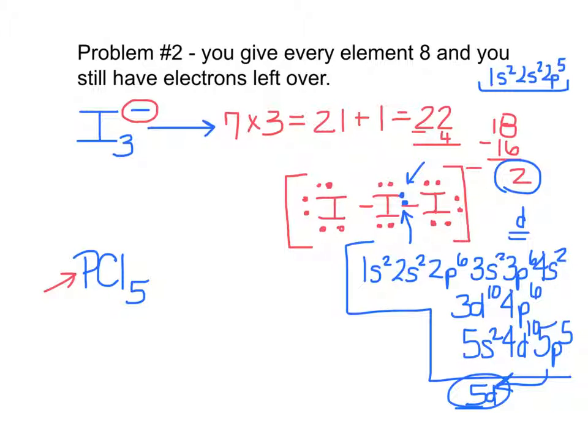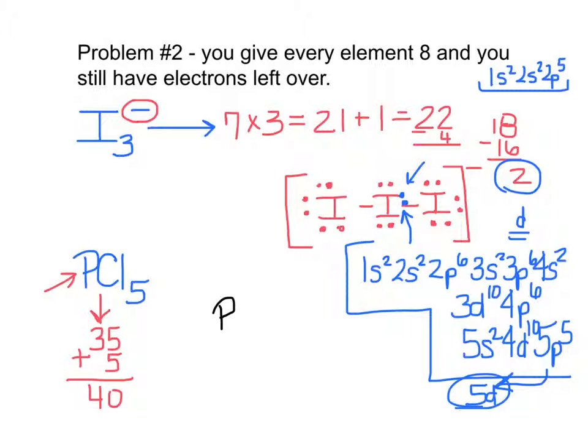Alright, so PCl5, phosphorus pentachloride. If we add all of this up, we have 7 times 5 is 35 for the chlorine, plus our phosphorus has 5, I believe, and so that gives us a total of 40 electrons. Alright, so remember what I told you, we're going to put our first element in the middle, and we're going to surround it with the others.